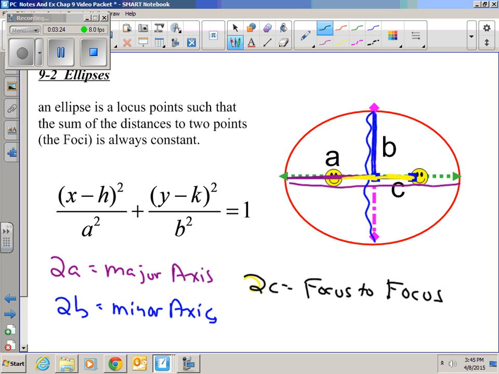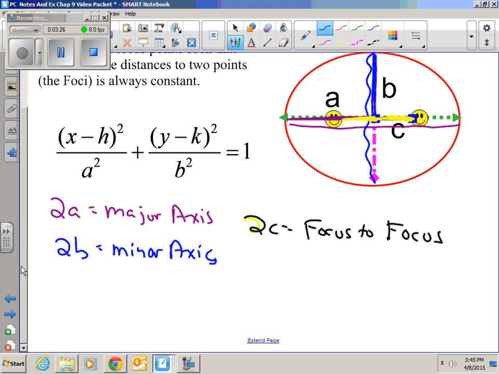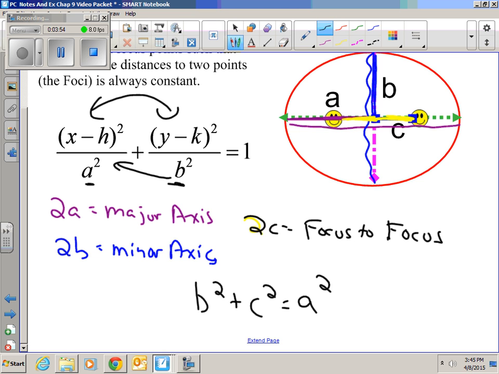Okay? A, b, and c are related Pythagorically, by the Pythagorean theorem. In this case, a is our longest distance, so b squared plus c squared will always equal a squared in an ellipse. If the ellipse were vertical, the only thing that would change right here is that the a, the bigger number, would be under the y term, and the b, the littler number, would be under the x term.